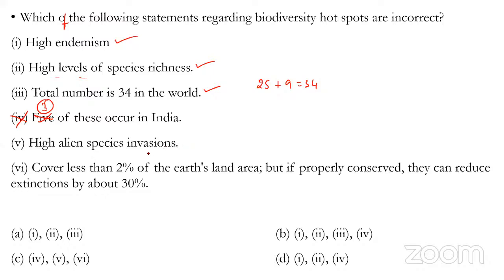Alien species invasion, due to that it is threatened. Let's see the options and then decide which one is the correct one. Cover less than 2% of Earth's land area, but if properly conserved, it can reduce the extinction by 30%. So one is correct. Sorry, the question is about incorrect. Definitely the fifth one is incorrect. Alien species invasion, the fourth one is incorrect. So, the answer should be either B or C. Not C. Or it can be D. First one is definitely correct, so it cannot be B and D. The answer should be C, that is fourth.